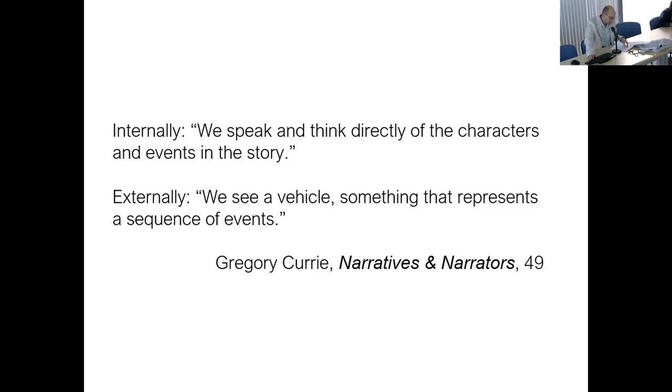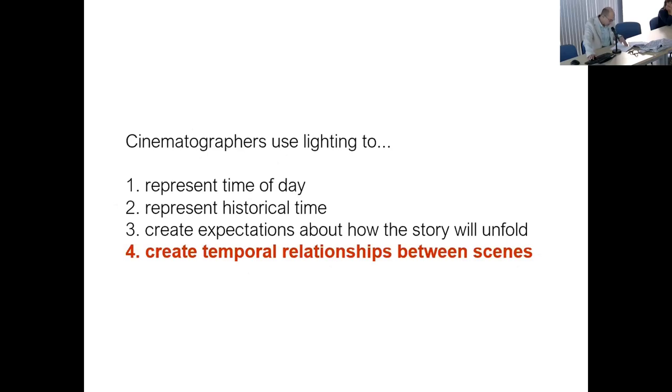Internally, we speak and think directly of the characters and events in the story. Externally, we see a vehicle, something that represents a sequence of events. Lighting effects that are only semi-logical from an internal perspective may make perfect sense from an external perspective as expressive or glamorous or heightened effects. And lighting effects that are simply ignored by characters may be deeply consequential for us as crucial clues about who's good or bad.